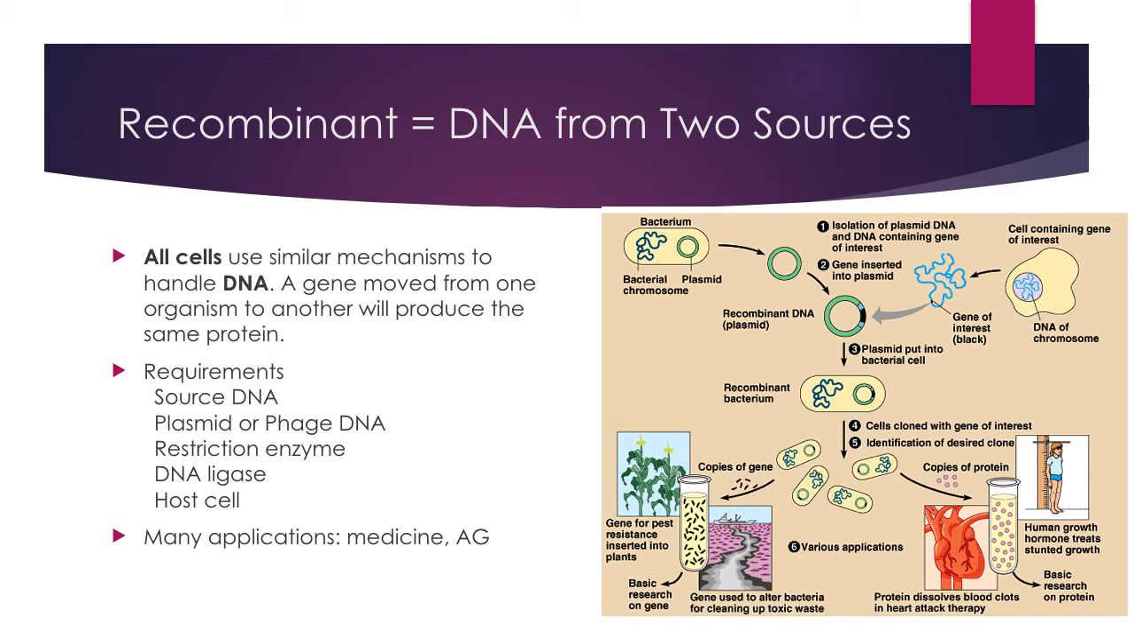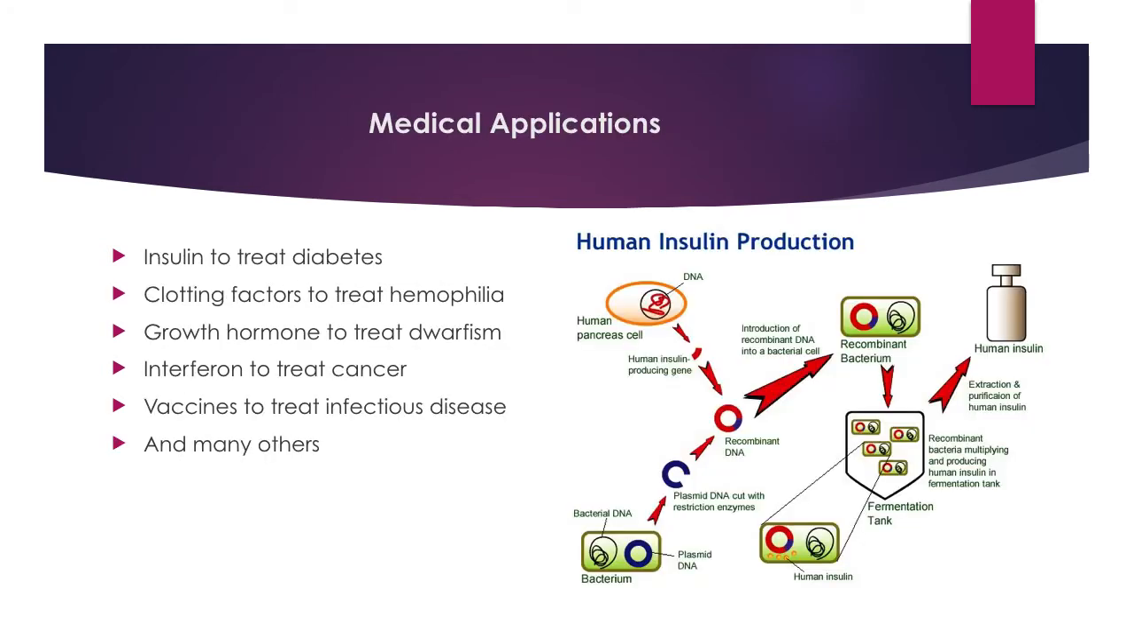In fact, the first really big application of this was a medical application, using insulin to treat diabetes. We took a cell from the pancreas of humans, cut it with a restriction enzyme, and then we cut a plasmid with that same restriction enzyme and mixed them together with DNA ligase. Then that plasmid was a recombinant. It had the human gene in the bacterial plasmid, and that could easily be inserted into a bacterial cell.